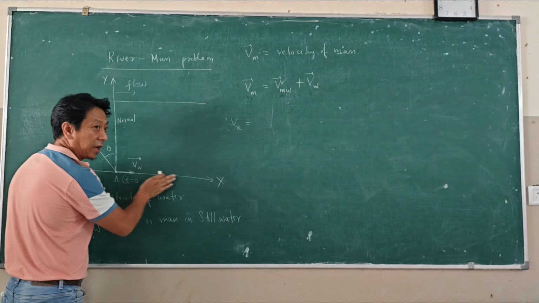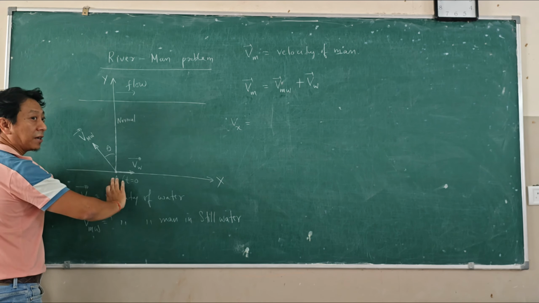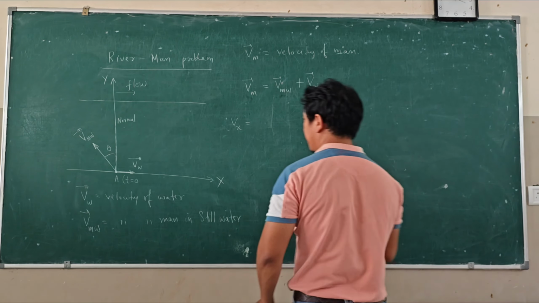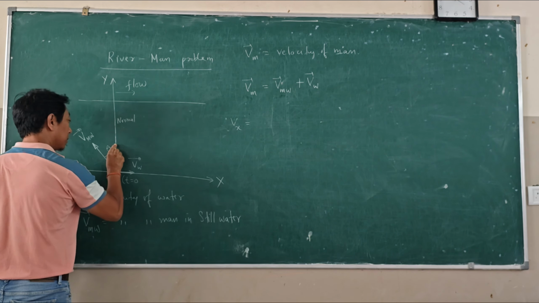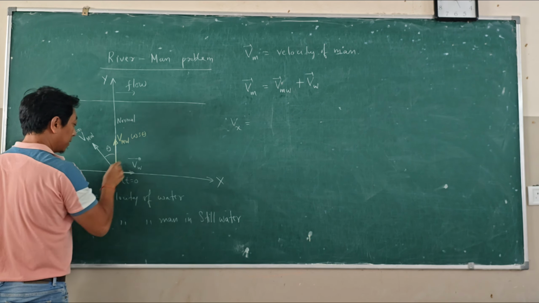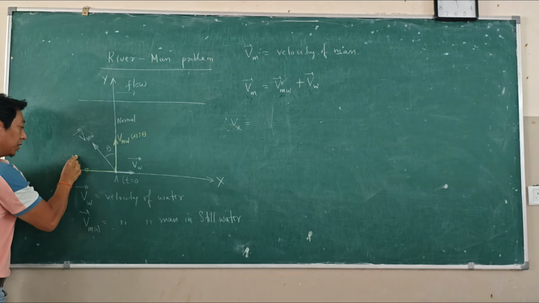Vw is already along x. Vmw is at an angle. So what shall I do? Take components. So this is Vmw cos theta. This is Vmw sin theta.